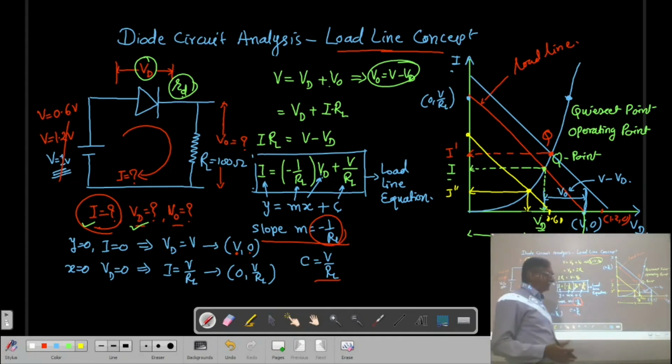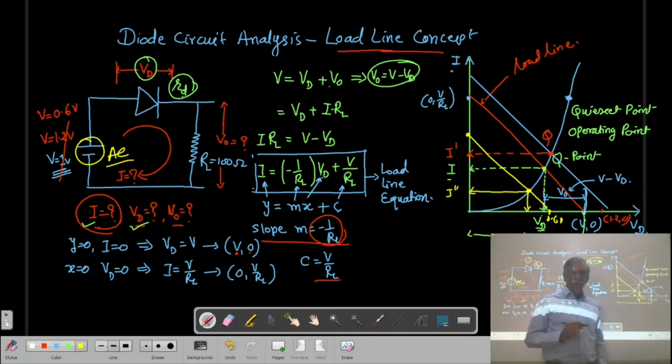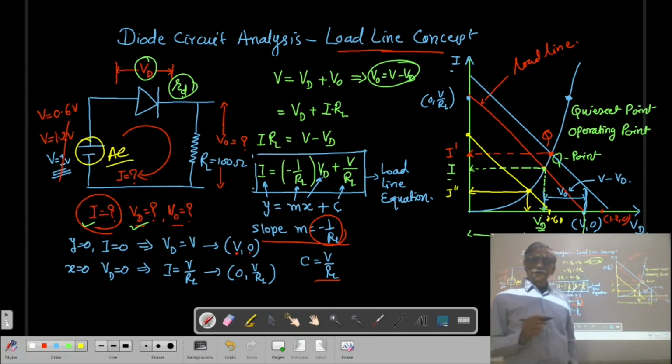Now in the next lecture, we will discuss how we can find the current in the circuit if, instead of DC, we apply an AC voltage.